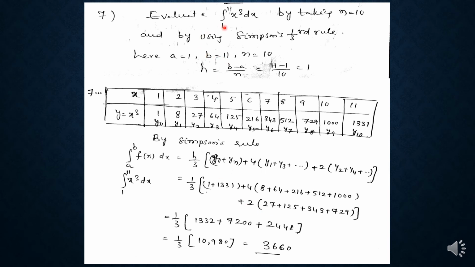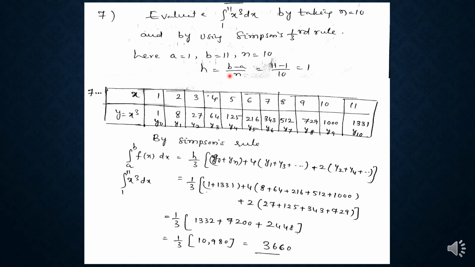Evaluate the integral from 1 to 11 of x cube dx by taking n equal to 10 and by using Simpson's 1/3 rule. Here we have given the interval as 1 to 11 and we should divide it into 10 subintervals. So here a is equal to 1, b is equal to 11, n is equal to 10.